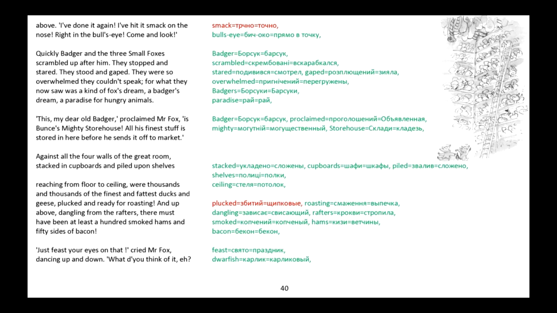"This, my dear old Badger," proclaimed Mr. Fox, "is Bunce's mighty storehouse. All of his finest stuff is stored in here before he sends it off to market." Against the four walls of the great room, stacked in cupboards and piled upon shelves, reaching from floor to ceiling, were thousands and thousands of the finest and fattest ducks and geese, plucked and ready for roasting. And up above, dangling from the rafters, there must have been at least 100 smoked hams and 50 sides of bacon.